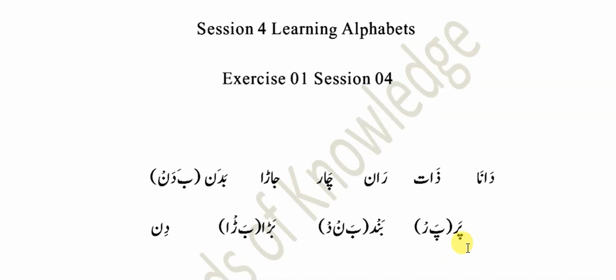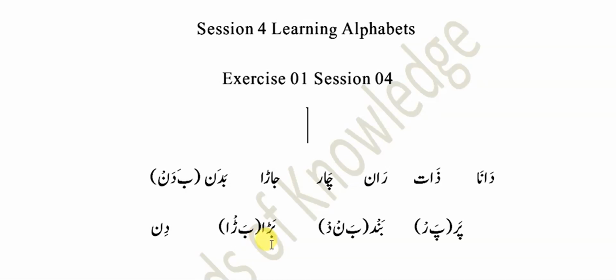Then the next word is par. It has pe with zabar sign over it and re with sukoon sign. The whole word is par. Then it's band. It has be with zabar sign, then it's noon with sukoon sign and dal with sukoon sign. The whole word is band.